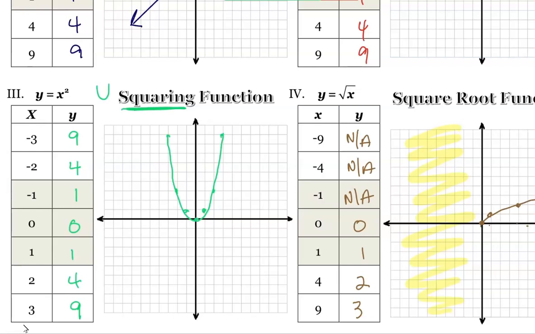Let's look back for a second at the square root function. There are no values down here because when you take the square of something, you never get a negative. So none of the y's will go negative. Okay, so make those observations for yourself.